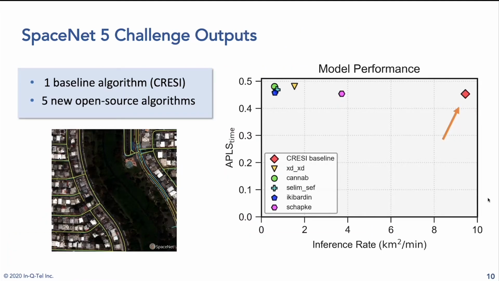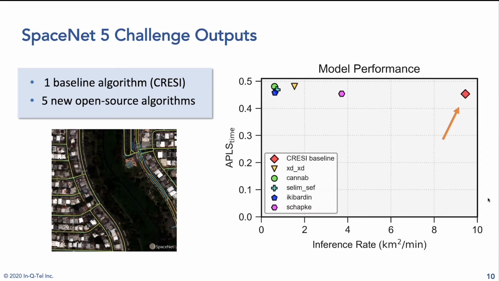So as with all the SpaceNet challenges, the output is a number of open source algorithms that we put up on GitHub. So we have one baseline algorithm and then 5 new open source algorithms. If you look at this plot on the right, you'll see that the winning algorithms, these are the top 5, all scored a tiny bit better based on the APLS metric, which we'll talk about more later, than the baseline, which is the Cresi baseline in the red diamond.